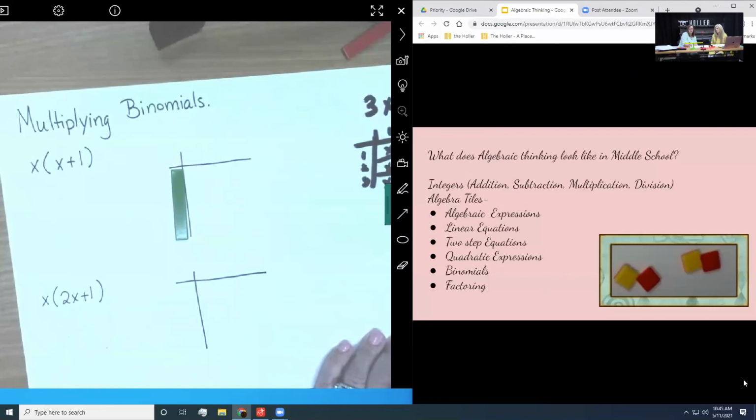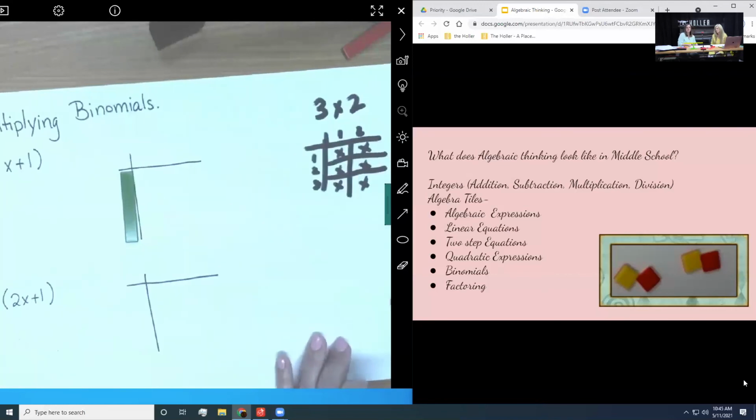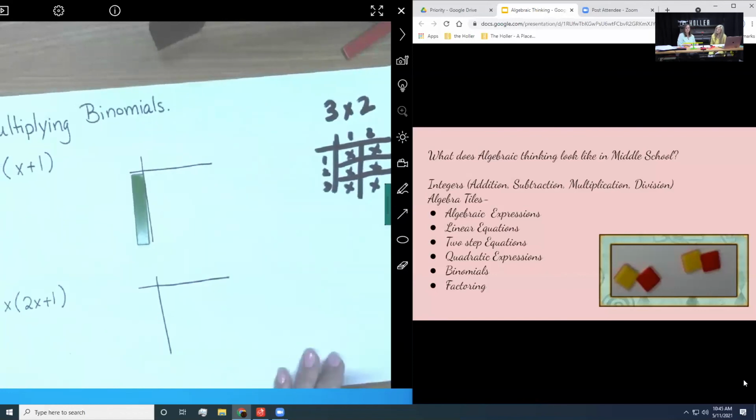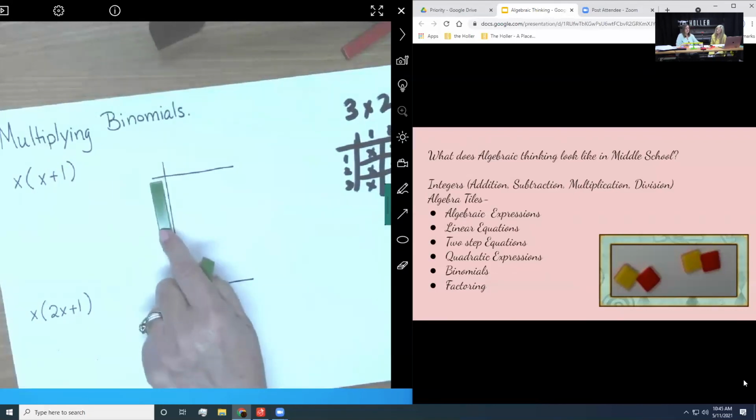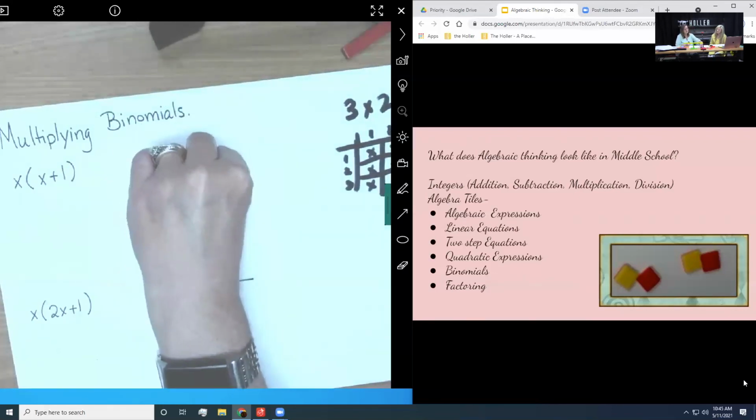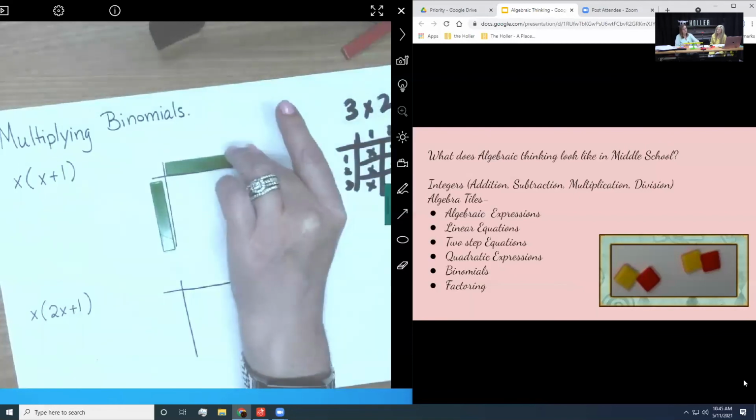It's going to be 6. They would see this. So that's something that we could see in multiplication, and they would build it out. Now, in our case, this is x, and then this is x plus 1.